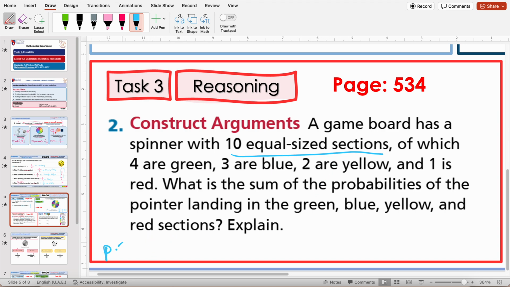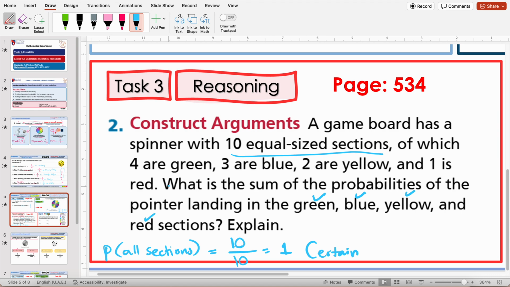Probability of landing on any of all sections. Since there are 10 sections, I might land on any of them, 10 out of the total, which is also 10. Okay, which is basically 1. This is a certain event. It's certain that it will land on green, blue, yellow, or red. Okay, so if you want to do it this way, you can.